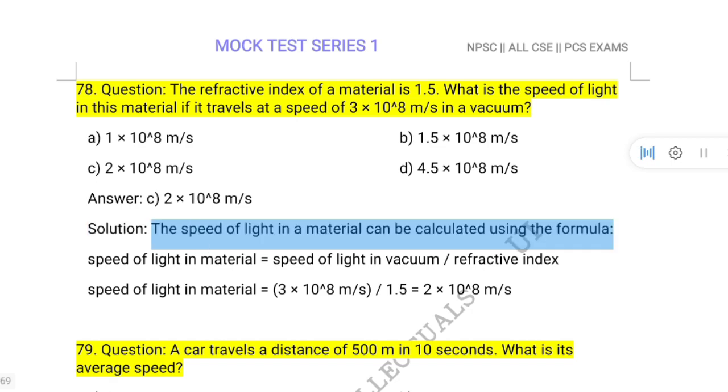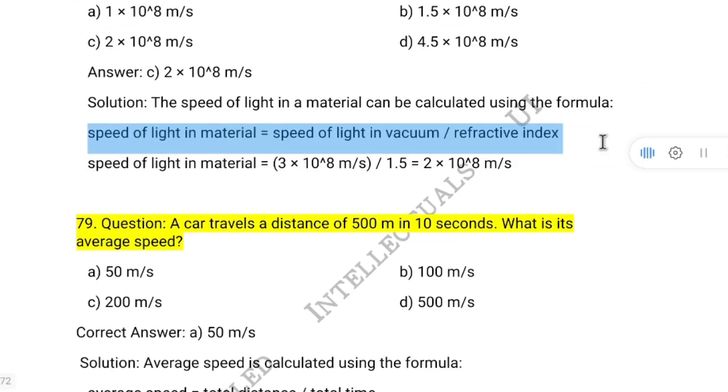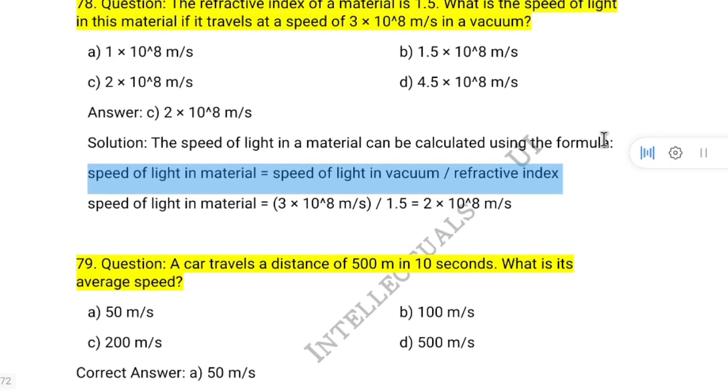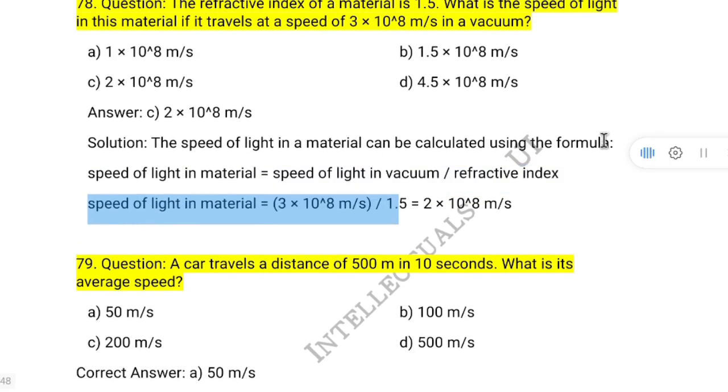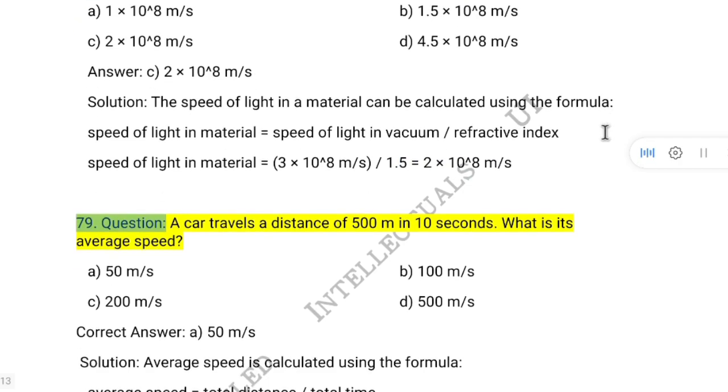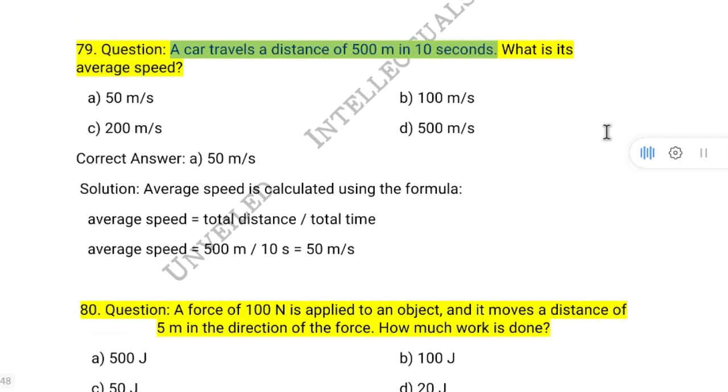Solution. The speed of light in a material can be calculated using the formula: speed of light in material equals speed of light in vacuum divided by refractive index. Speed of light in material equals 3 times 10 to the 8 meters per second divided by 1.5, which equals 2 times 10 to the 8 meters per second.